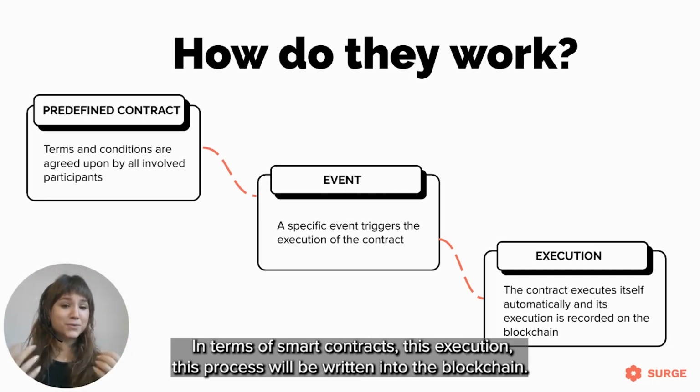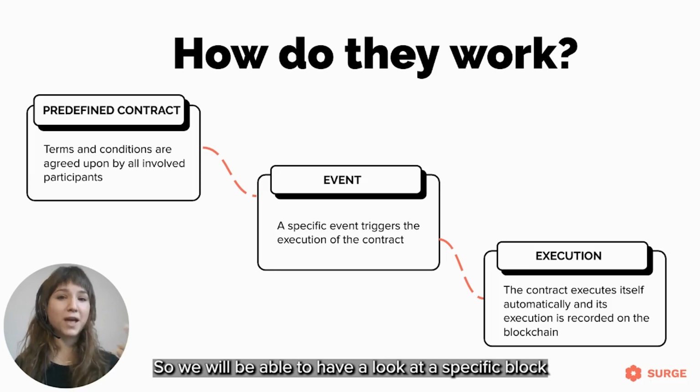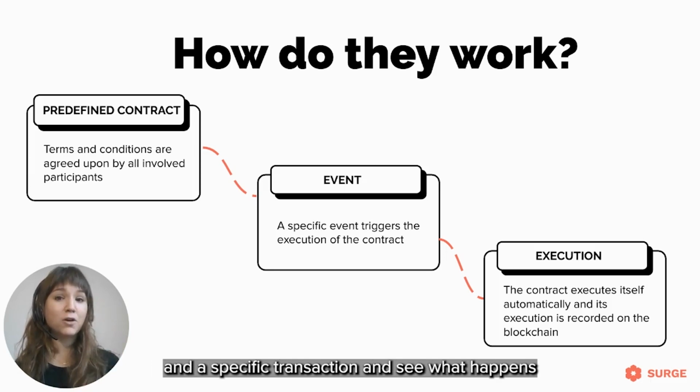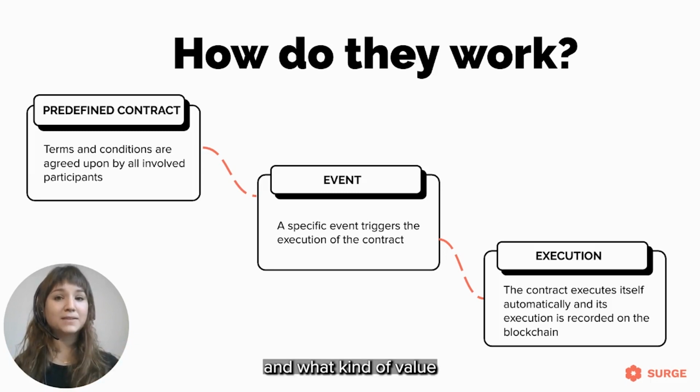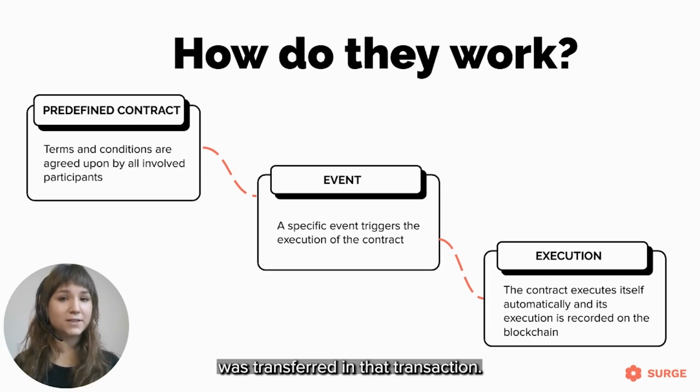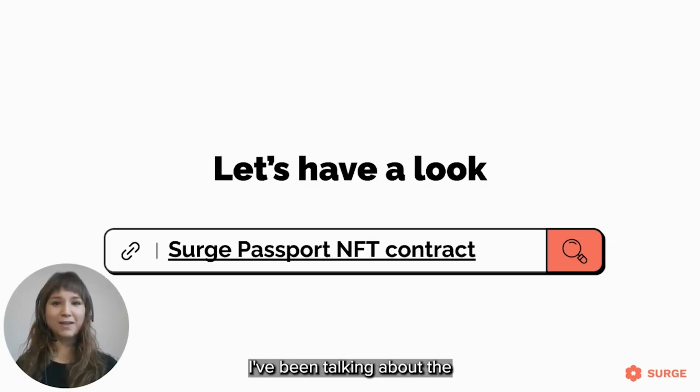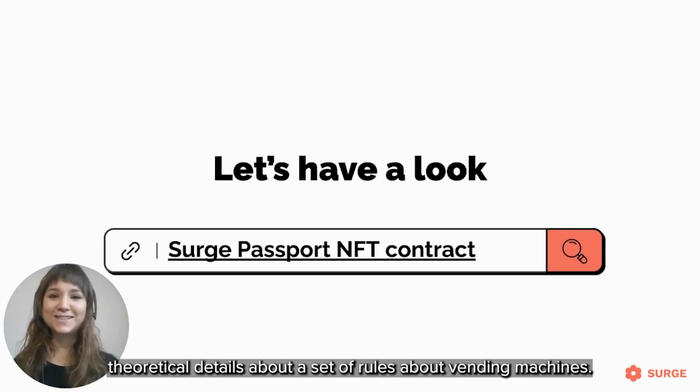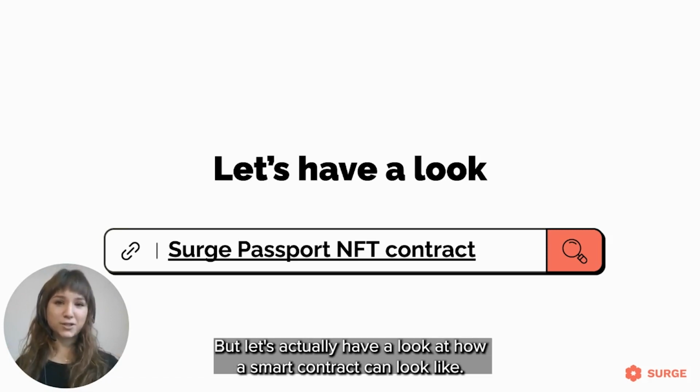In terms of smart contracts, this execution, this process will be written into the blockchain. So we'll be able to have a look at a specific block and a specific transaction and see what happened and what kind of value was transferred in that transaction. I've been talking about the theoretical details, about a set of rules, about vending machines, but let's actually have a look at what a smart contract can look like.